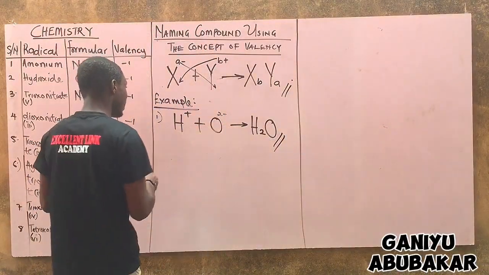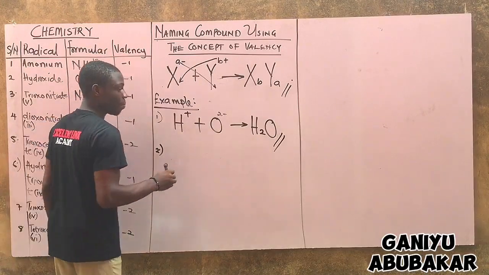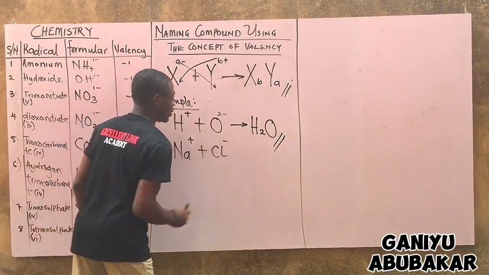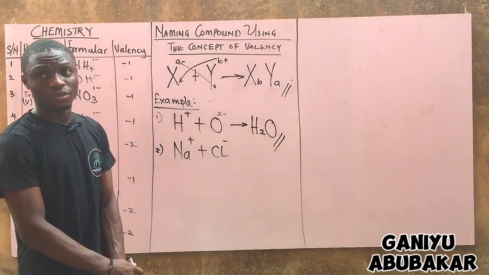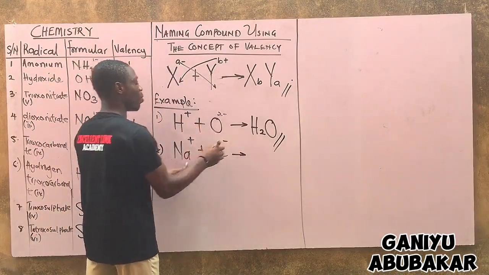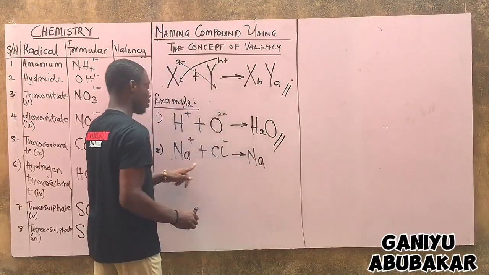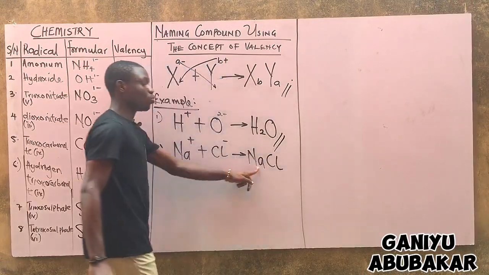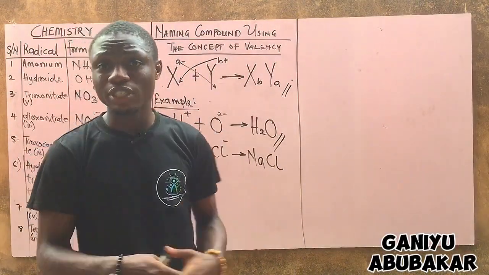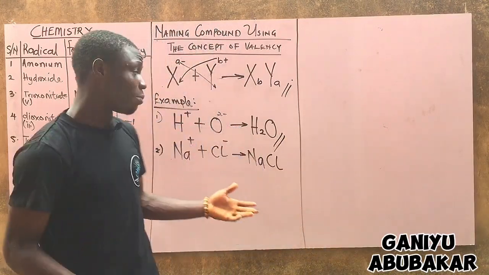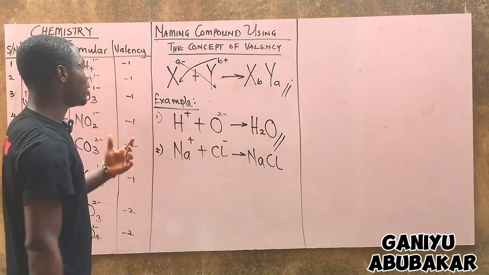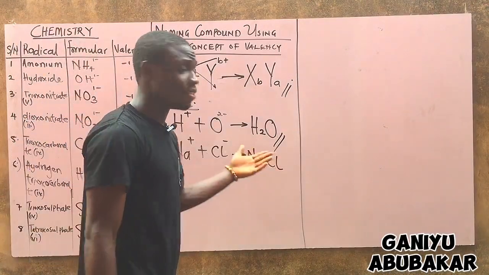Let's take one more example. Let's say I have sodium Na plus combining with chlorine Cl minus. Let's see what this will form. Our first task is quite simple. The power here is 1. So when 1 comes, it becomes Na, then Cl. This is sodium chloride. This is how to write compounds using the idea of valency, and also perhaps a radical. So this is the idea behind naming compounds using the concept of valency.